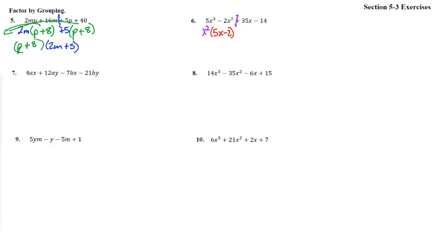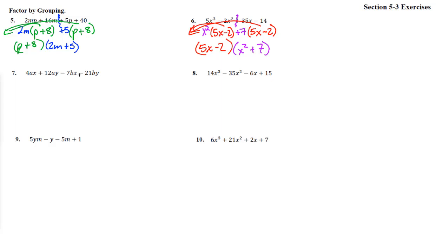And then on the second half, what do we pull out? We can pull out a plus, what's 35? 7. And we're left with 5x minus 2. Excellent. So now we see the 5x minus 2. We can take it out of both, and we get 5x minus 2 out front, and we're left with that x squared plus 7. And that x squared is right there, and that plus 7 is right there.